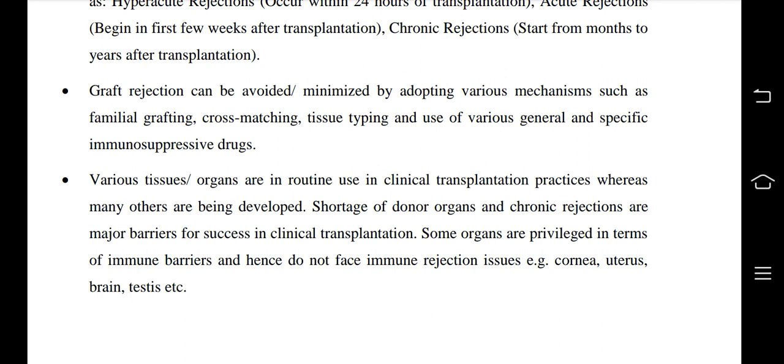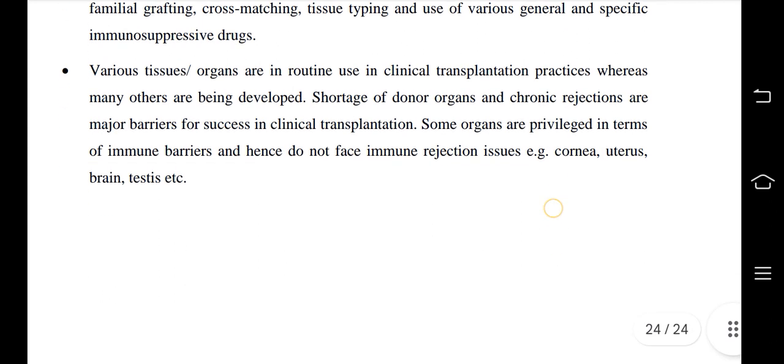Various tissues and organs are in routine use in clinical transplantation practice, whereas many others are being developed. Shortage of donor organs and chronic rejections are major barriers for success in clinical transplantation. Some organs are privileged in terms of immune barriers and hence do not face immunological rejection issues, like cornea, uterus, brain, testes, etc.